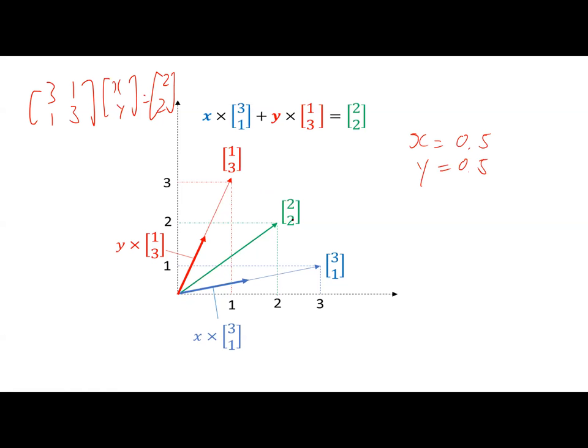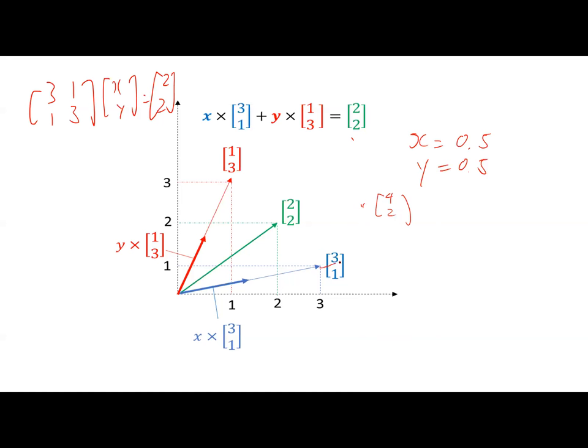Note that this system may not be (2, 2). For example, I want this to equal some other vector here, something like (4, 2). If I want this system to equal (4, 2), then we basically do the same thing. We are only given (3, 1) and (1, 3).